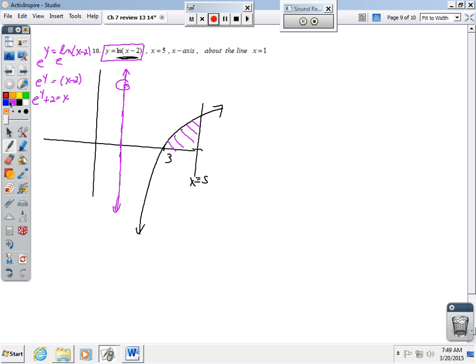I'm not going to do a washer problem. I'm going to do a shell problem again for this one. So I'm going to make my rectangle parallel to that. So now I have to find the radius and the height. So the radius for this is going to be this, which is the right minus the left, so x minus the axis of revolution, which in this case is 1, and the height is top minus bottom, so that's ln of x minus 2 minus 0.